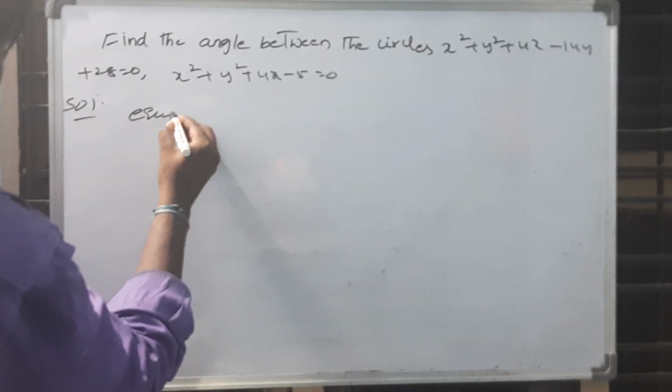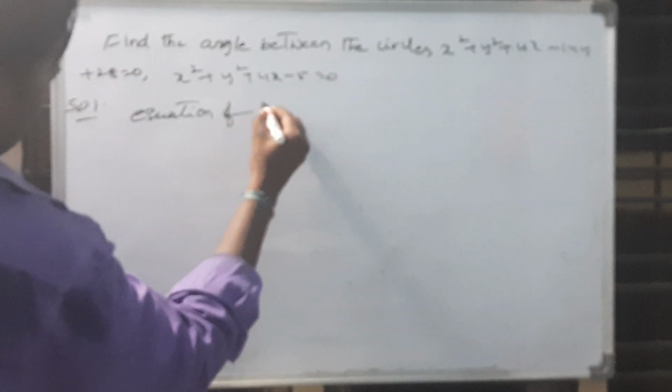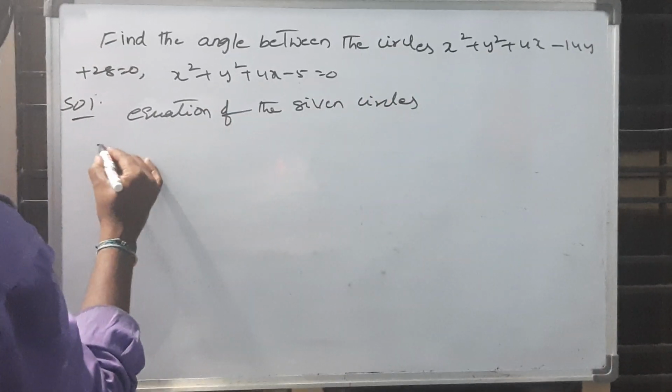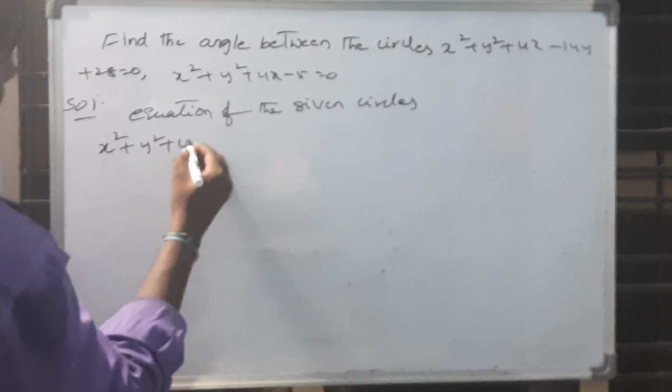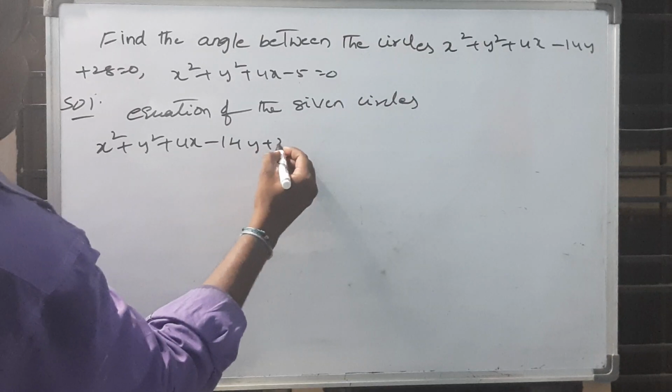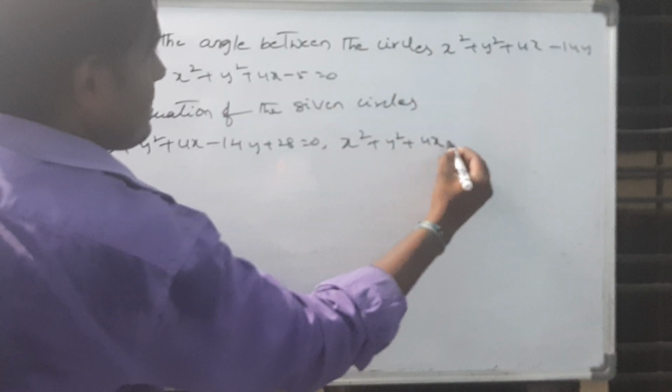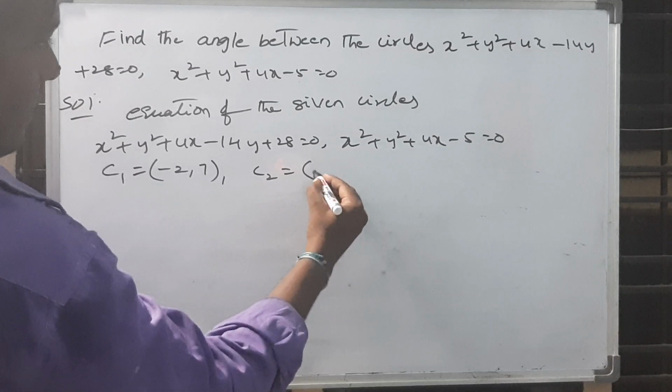So the equations of the given circles. What is the first equation of the circle? x square plus y square plus 4x minus 14y plus 28 equal to 0. The second circle equation is x square plus y square plus 4x minus 5 equal to 0. So centers, what is the center of the first circle? Minus 2 comma 7. The second circle center is minus 2 comma 0.